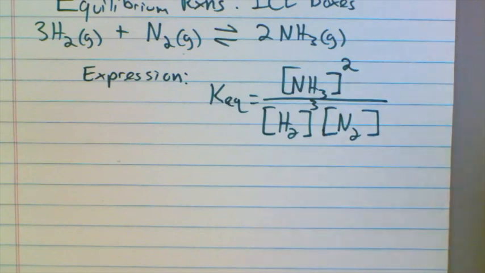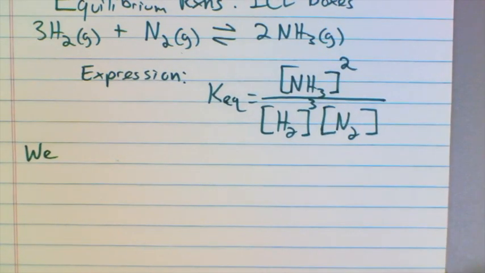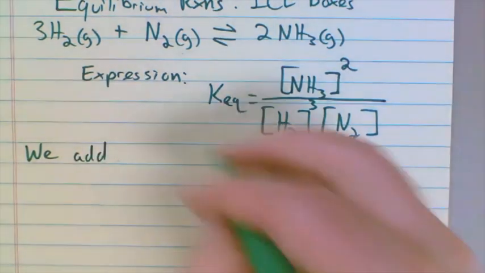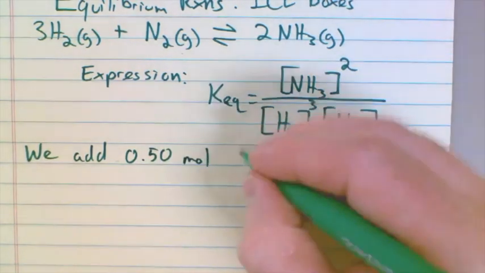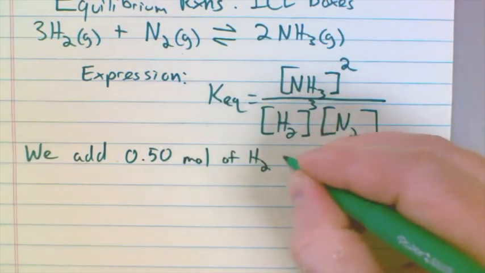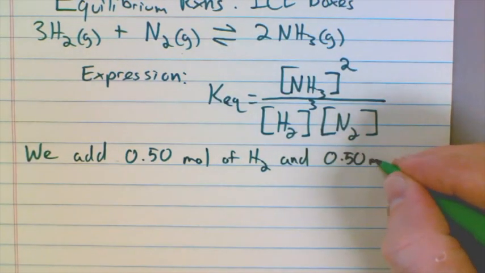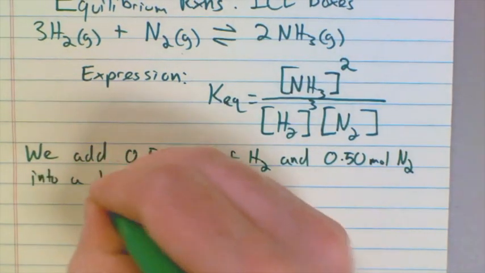Now, the issue with these problems is what happens if we don't have the reaction at equilibrium yet? How can we figure out the equilibrium expression? We're actually going to use the arrows, and I'll show you in just a second how we get to it. So in this scenario, we're going to add 0.50 moles of H2 and the same amount, 0.50 moles of N2, into a 1 liter flask.